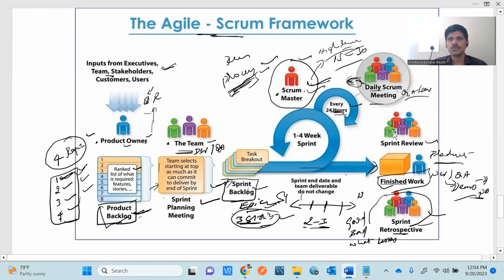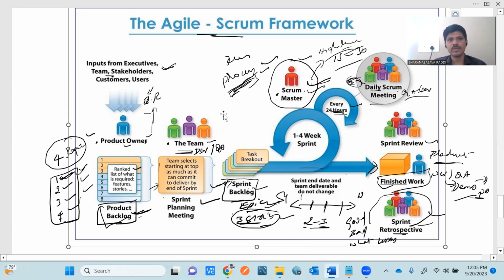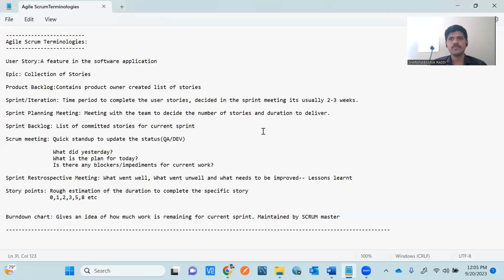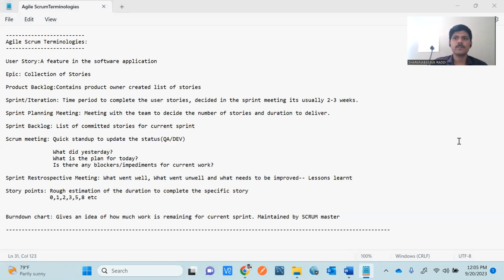Now what we can do is try to understand all the terminologies we are using as a part of the Agile Scrum framework, so that it will be very clear. I think the screen is visible for you. Here are some important terminologies we use as a part of the Agile Scrum methodology, or Agile Scrum framework.